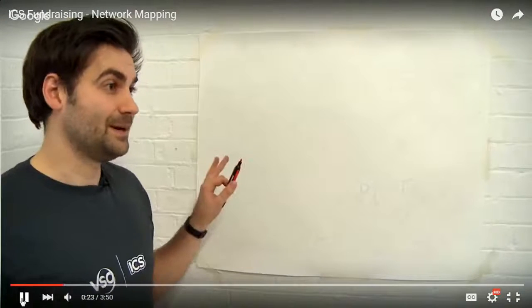Hi and welcome to this ICS fundraising tips video. My name's Isaac and I'm going to take you through an activity today which I find really useful when I'm planning my fundraising. It's designed to get you thinking about all those different people who might be able to help you with your fundraising efforts. It's called network mapping and it's really simple. So you start with a big piece of paper and I'm going to write my own name in the middle of that piece of paper.